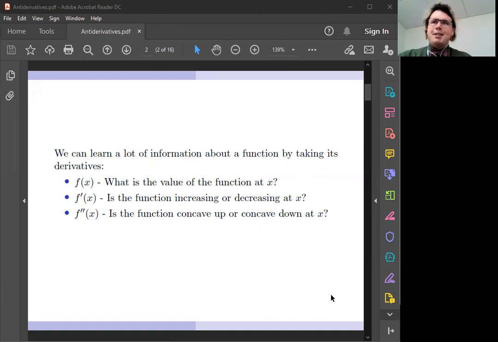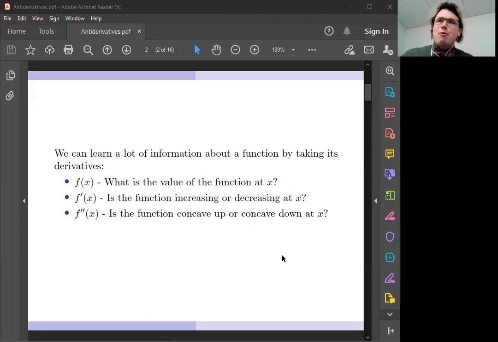Now, for these last couple of weeks of class, we're going to change gears a little bit. With all of this information that's stored in the derivative, could I go backwards? Think about all the information that we have. What's the value of the function? What's the derivative of the function? What's the second derivative of the function?